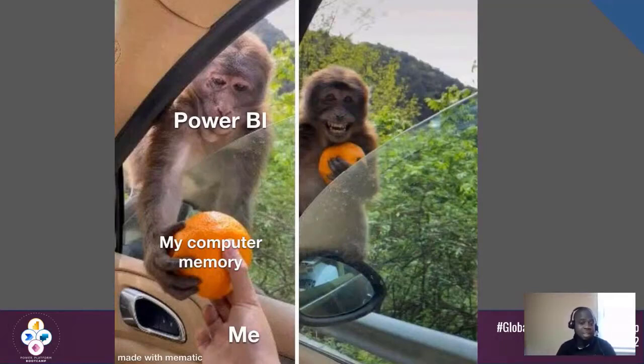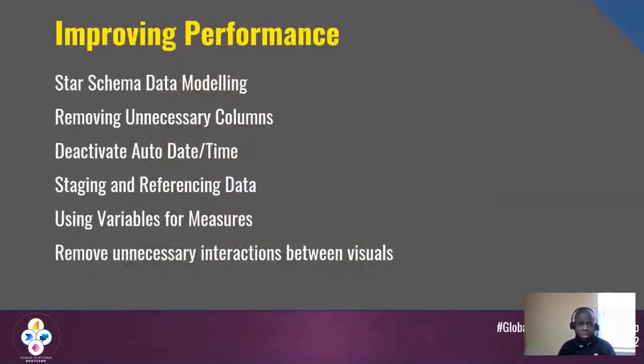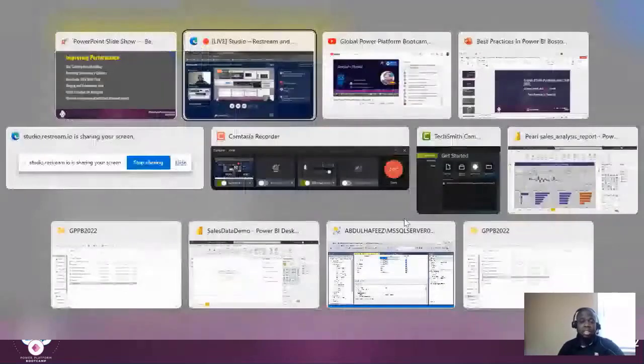So how do we avoid them? Basically, we have some things we need to do. For example, in our data modeling, we need to ensure that we do star schema data modeling. There are some people who just bring their data set directly into Power BI.